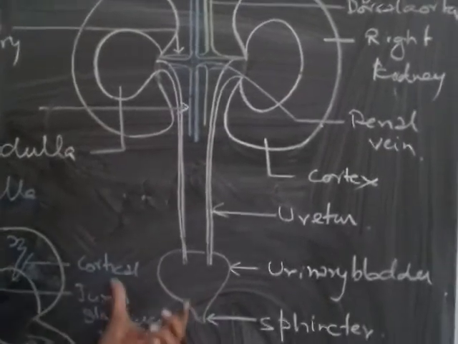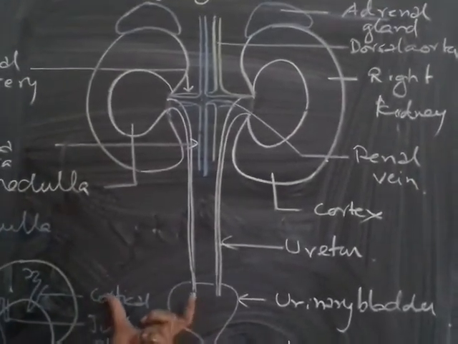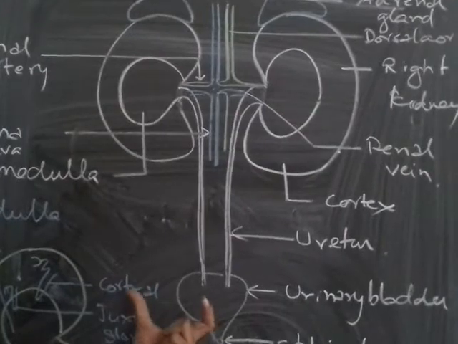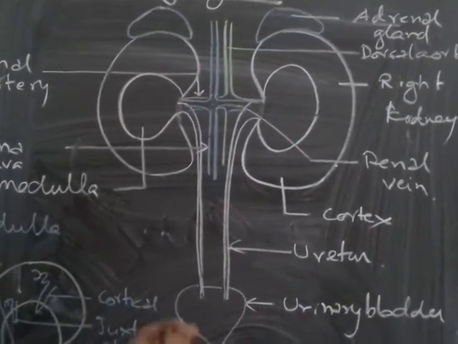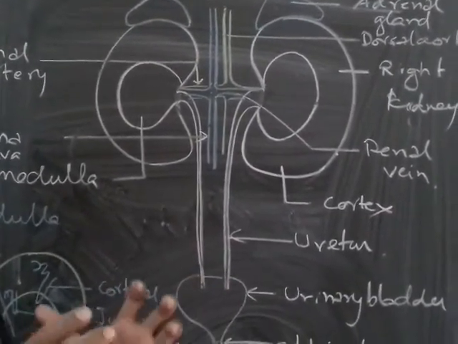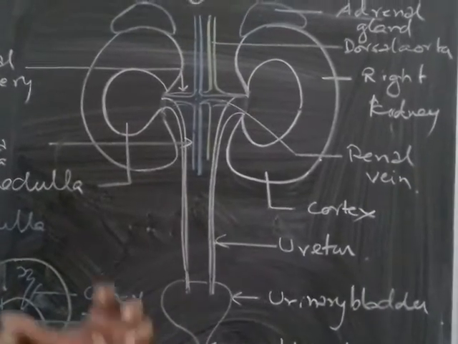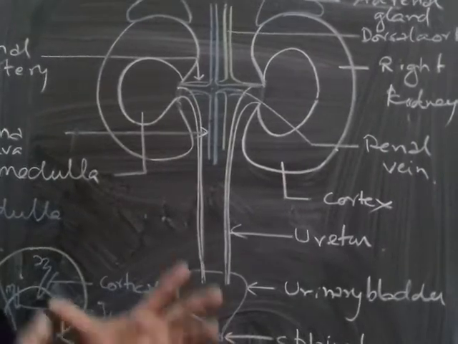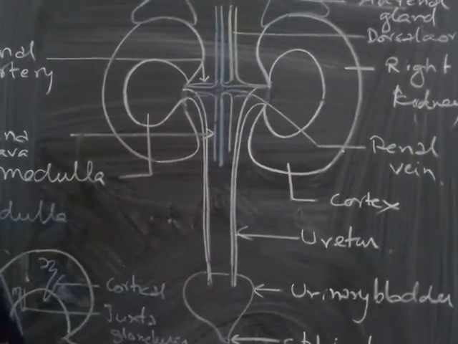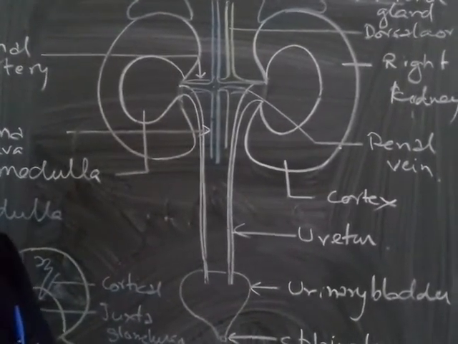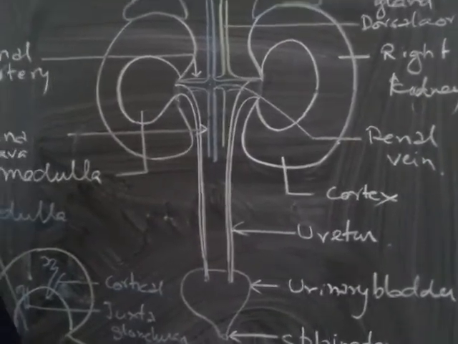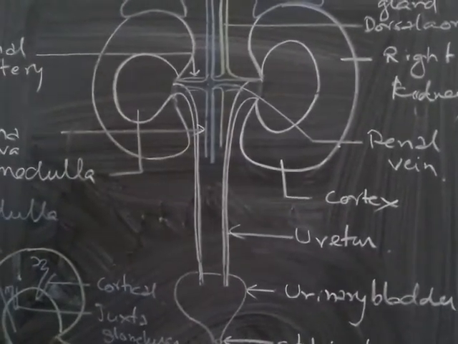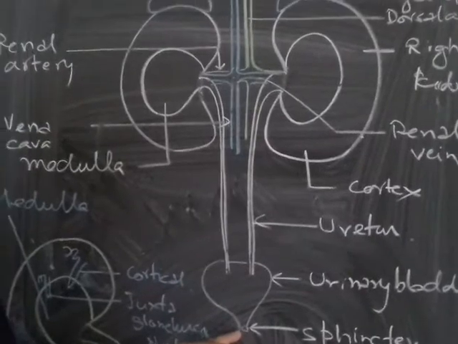The urinary bladder is made up of a type of tissue which we call compound stratified epithelial tissue. So compound stratified epithelial tissue has great stretchability. So the urinary bladder can increase in size in case the urine volume increases. And you know that about 1 to 1.5 liters of urine can be collected in the urinary bladder. The mouth of the urinary bladder is the urethra.